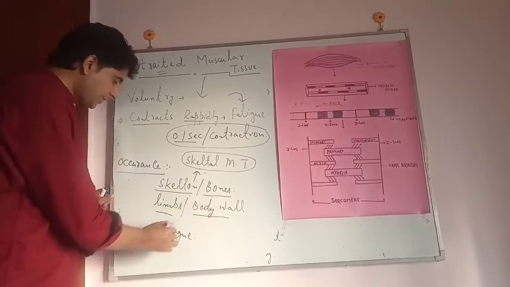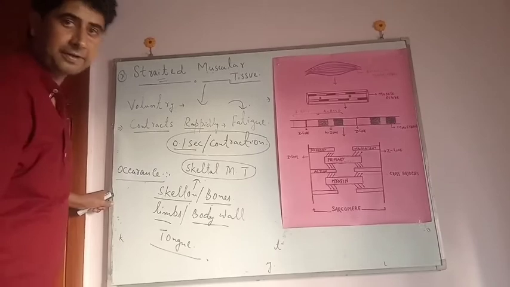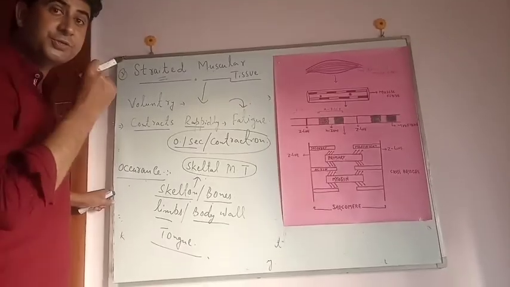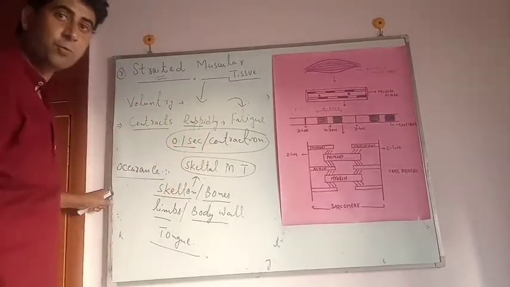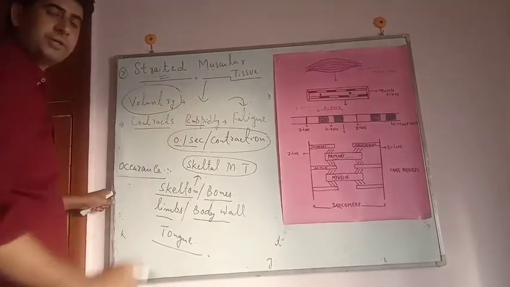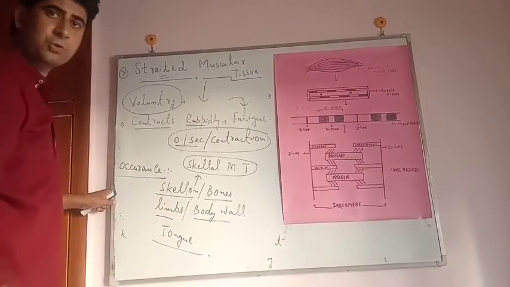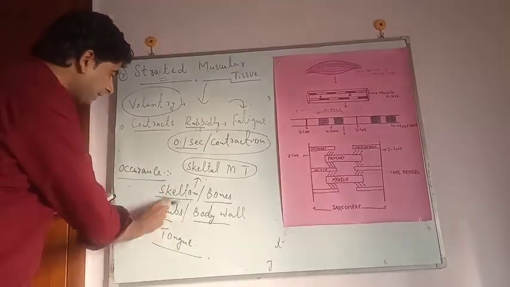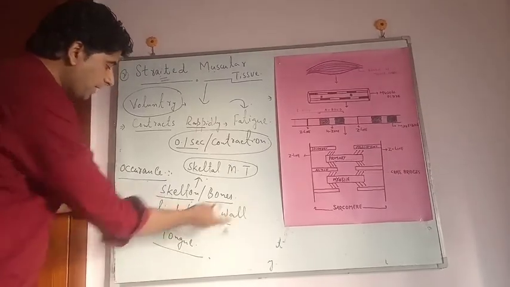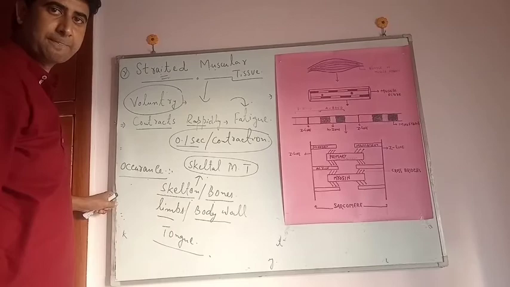But in addition to it, it also occurs in our tongue. So that is why ये जो tongue है, ये जो limbs हैं, these are voluntary in nature. क्योंकि the striated muscular tissue is voluntary in nature. Their contraction and relaxation is under our control. So that is why we can move the limbs, we can move the body wall, as well as we can move our tongue. Because this tissue is voluntary in nature and it is under our control.